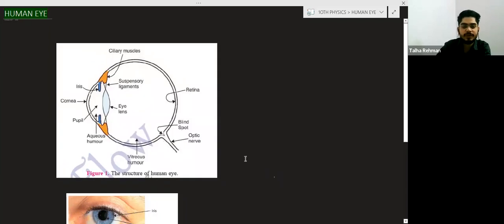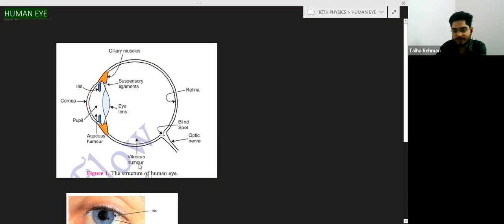The structure of the human eye. This upper part is in the form of a convex. So this is in the form of a convex. The upper part is the cornea, and then iris, pupil, aqueous humor, eye lens, suspensory ligament, ciliary muscles, retina, blind spot, optic nerve, vitreous humor.